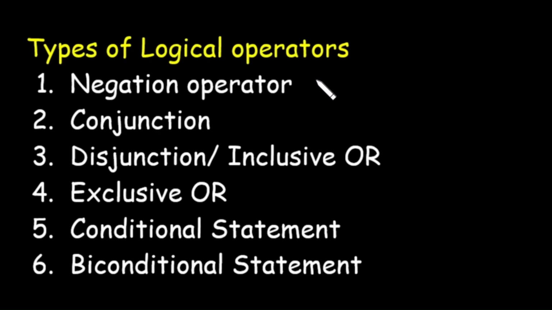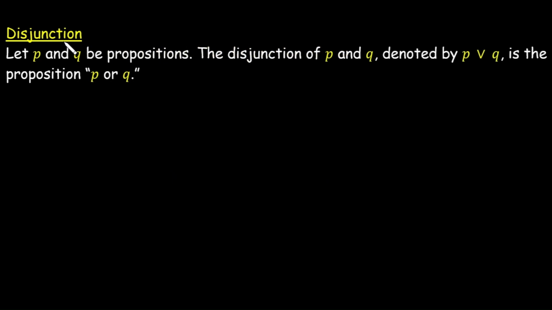Everyone. In the previous video, we have discussed two logical operators, that is negation operator and conjunction. But in this video, we are going to deal with disjunction, that is also called inclusive OR and exclusive OR. Let's start with the disjunction or inclusive OR. In order to define the disjunction, we need two propositions. Let P and Q be two propositions. The disjunction of P and Q is denoted by this.